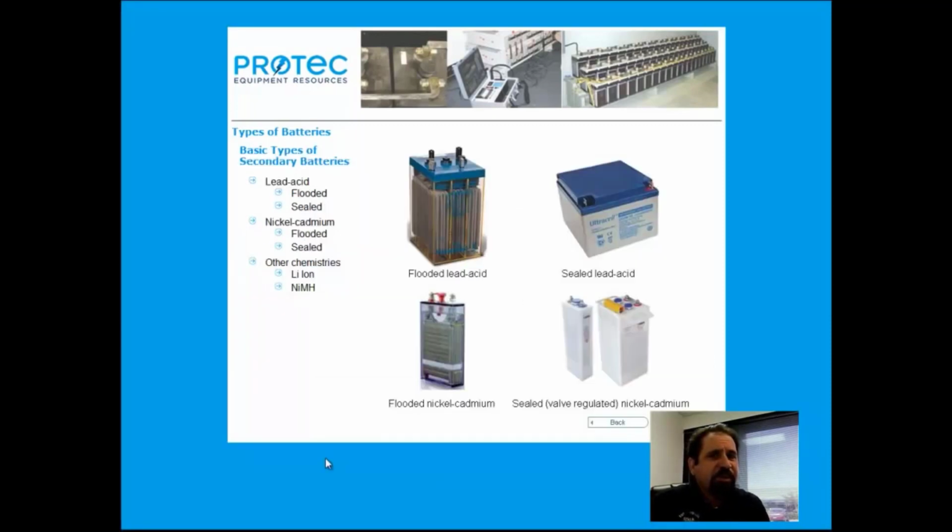Now, different types of secondary batteries. We have the lead-acid style batteries, and lead-acid style batteries can be either of a flooded or of a sealed type of construction. You have nickel-cadmium, the NiCads, which can also be either of a flooded or of a sealed construction. And you have other chemistries, for instance, lithium ion or nickel metal hydride.